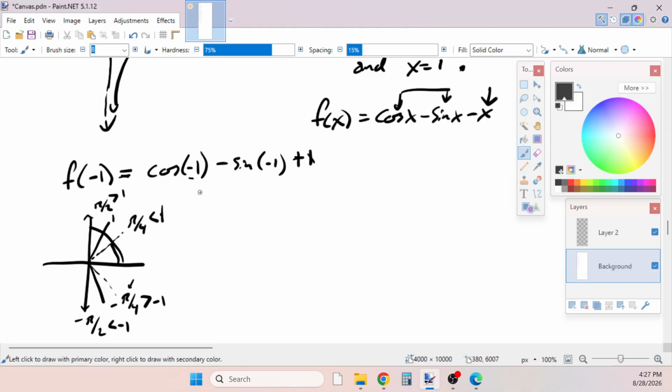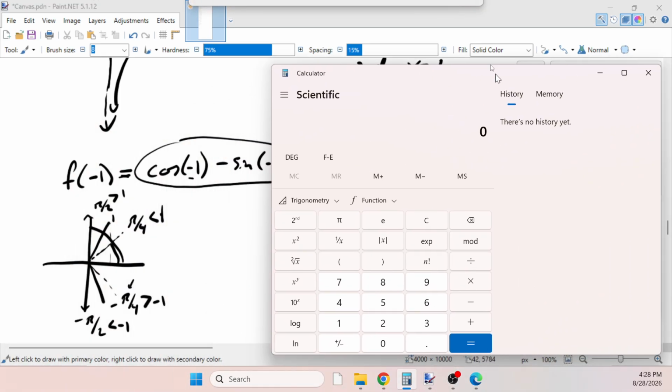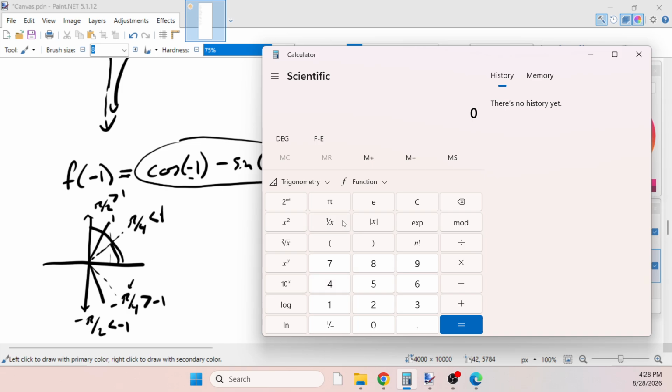What this tells us is that cosine of negative 1 is going to be... I'm probably overthinking this. They're probably expecting you to just plug this into a calculator. We don't necessarily have to do that part by hand. Let's plug in cosine of negative 1. We want to make sure that this is set to radians first. We're working in radians.